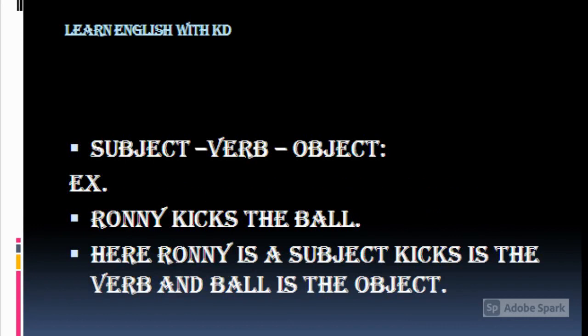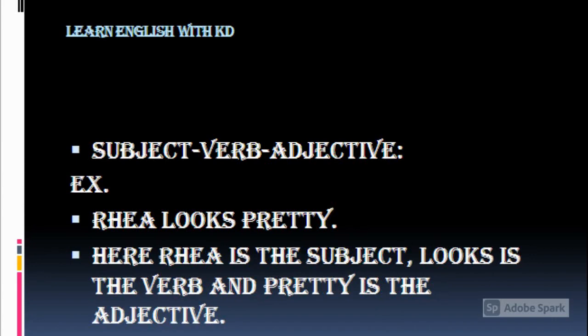Subject verb object. Example, Ronnie kicks the ball. Here Ronnie is the subject, kicks is the verb, and ball is the object. Subject verb adjective. Example, Ria looks pretty. Here Ria is the subject, looks is the verb, and pretty is the adjective.